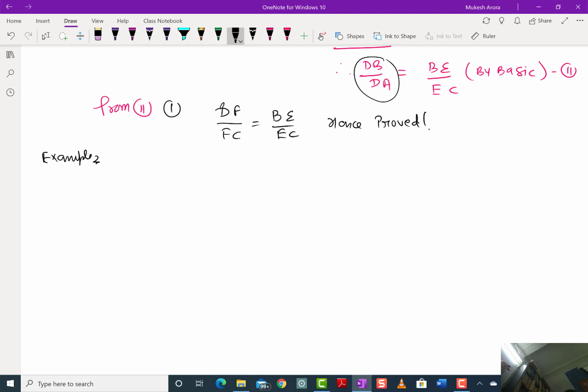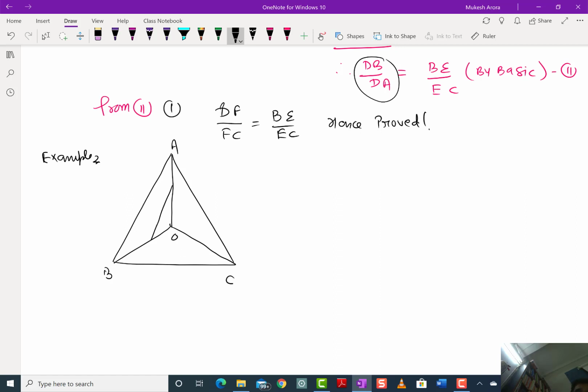Example 2: triangle ABC, O is a point inside the triangle such that AB is parallel to DE, and EF is parallel to BC. Prove that DF is parallel to AC.